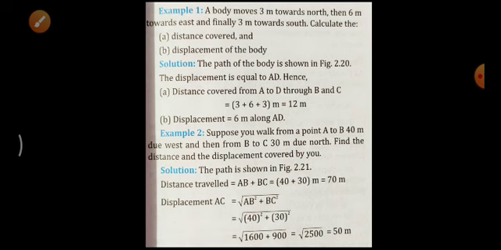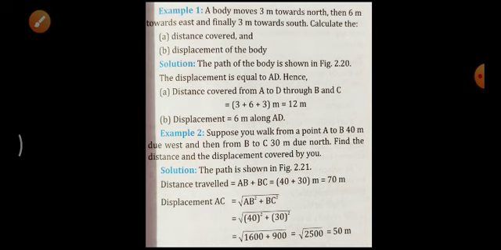Distance covered from A to D through B and C, we simply have to add the given values. So 3 plus 6 plus 3 is equal to 12 meter. Then displacement, how to calculate that? It is the distance between the starting point and the ending point. The direct measurement or length between the initial point and the final point is the displacement. So here it will come to 6 meter. You just go through your book also.